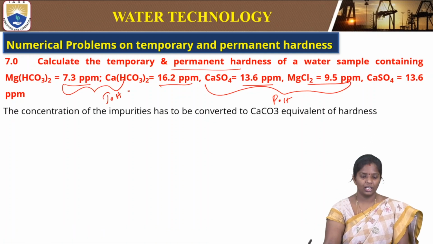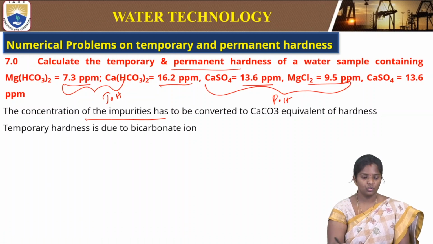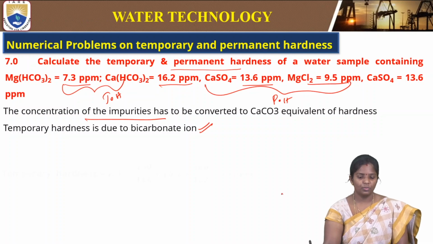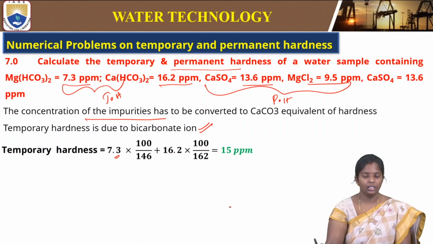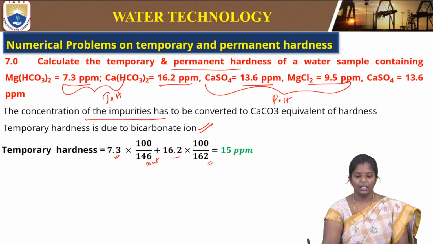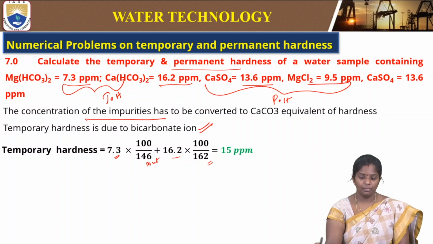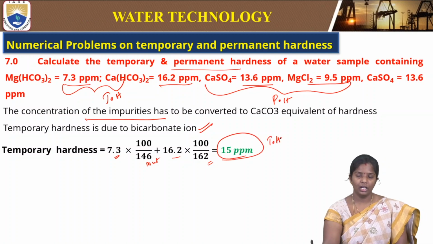Now we have to convert the concentration of impurities into calcium carbonate equivalence of hardness. Temporary hardness is due to bicarbonate ions, and we get the calculation like 7.3 into 100 by 146, where 146 is the molecular weight of magnesium bicarbonate, plus 16.2 into 100 by 162, where 162 is the molecular weight of calcium bicarbonate, and we get 15 ppm, which is responsible for the temporary hardness.